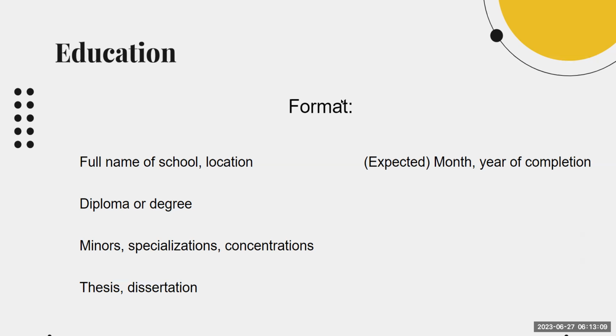And then on the right, you'll include across from the name of the school, the month and the year that you either expect to receive your degree if you're in the process of receiving the degree, or the month and the year that you did receive the degree if you've already graduated from the university and you've already received the degree.